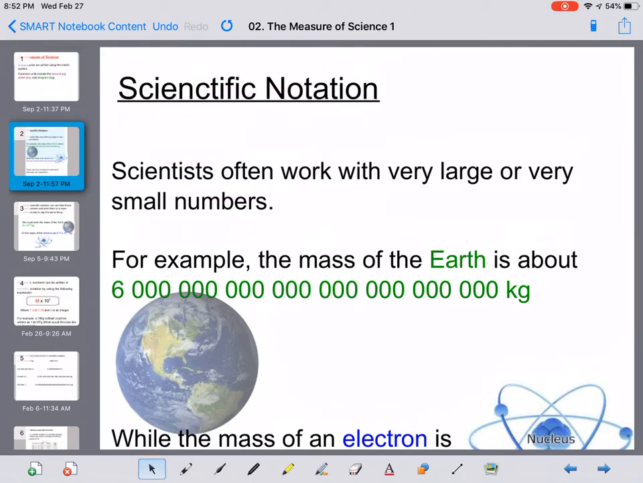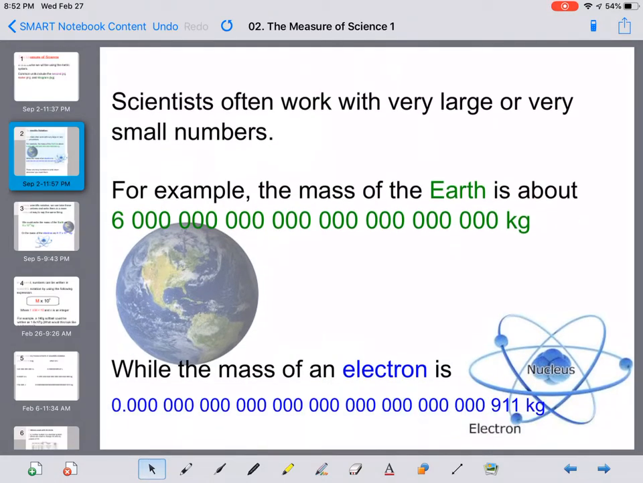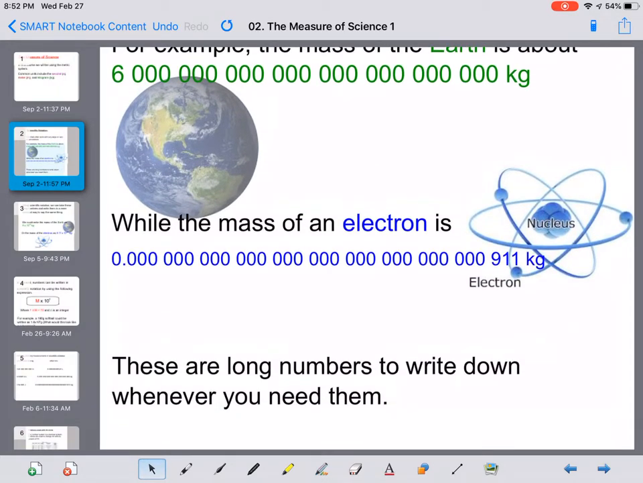The idea behind this is that every time we want to write this number out, there's a lot of zeros to write out. So we can obviously do this a little bit better, which is the reason for scientific notation.